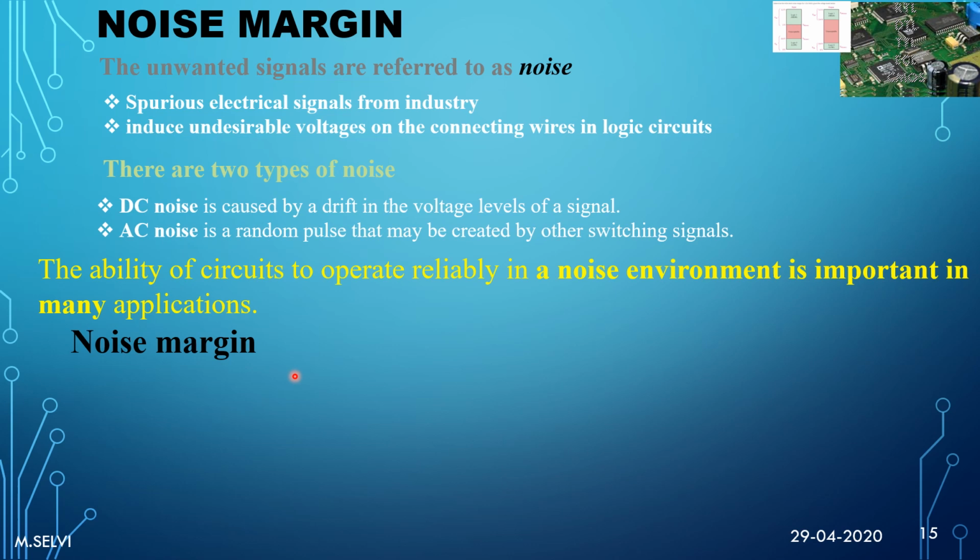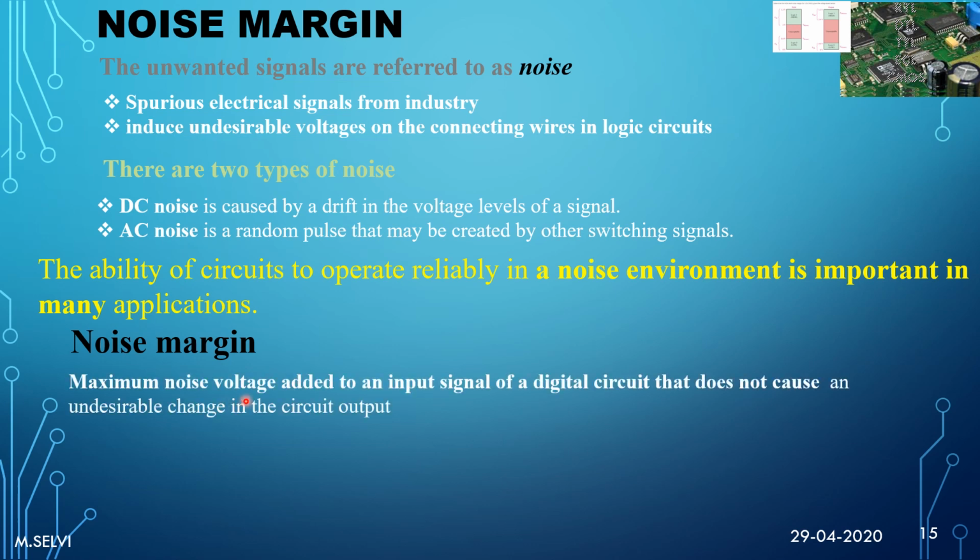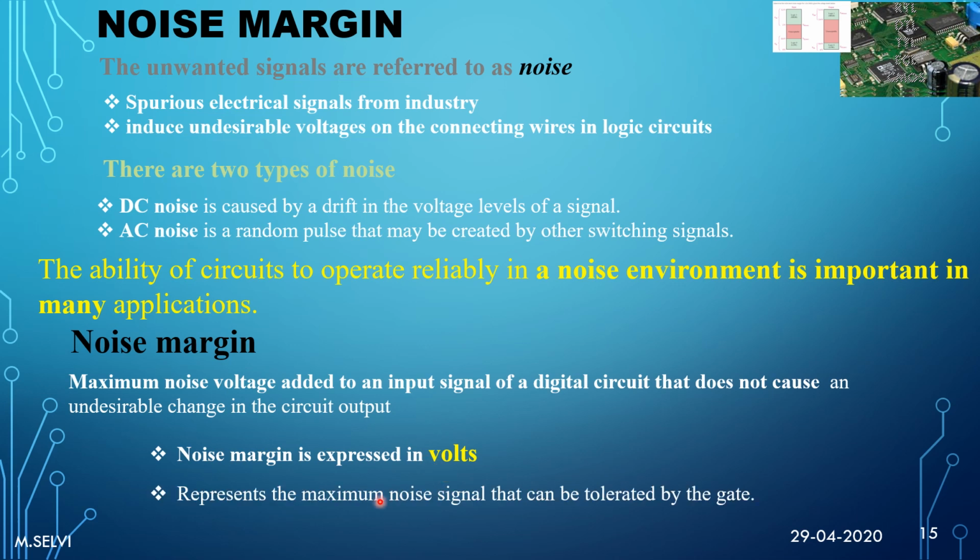So we define noise margin as the maximum noise voltage that can be added to the input signal of a digital circuit that does not cause an undesirable change in the circuit output. That is, even in the presence of noise, the circuit is operating properly. That maximum voltage level that gets added as noise, we call the noise margin, which is expressed in volts, and it represents the tolerance level of the gate or circuit in the noisy environment.